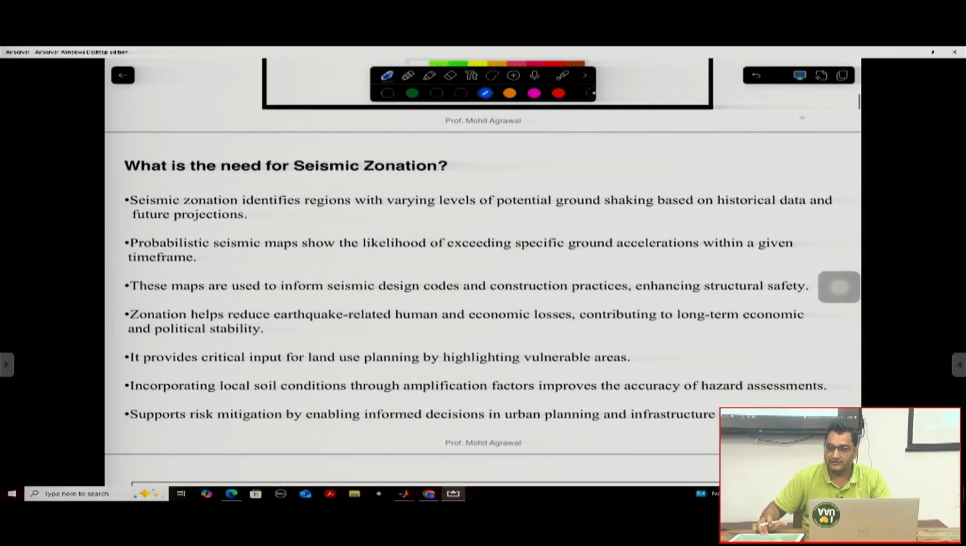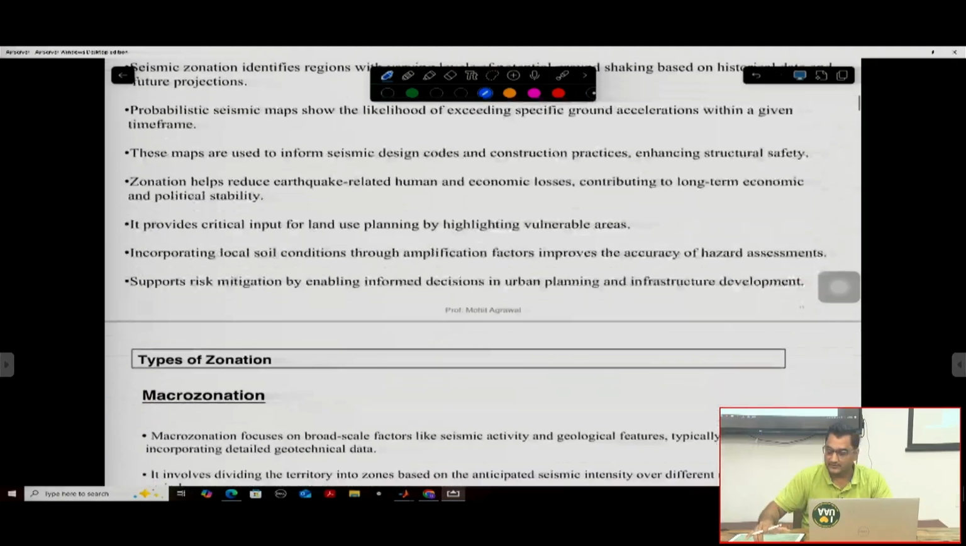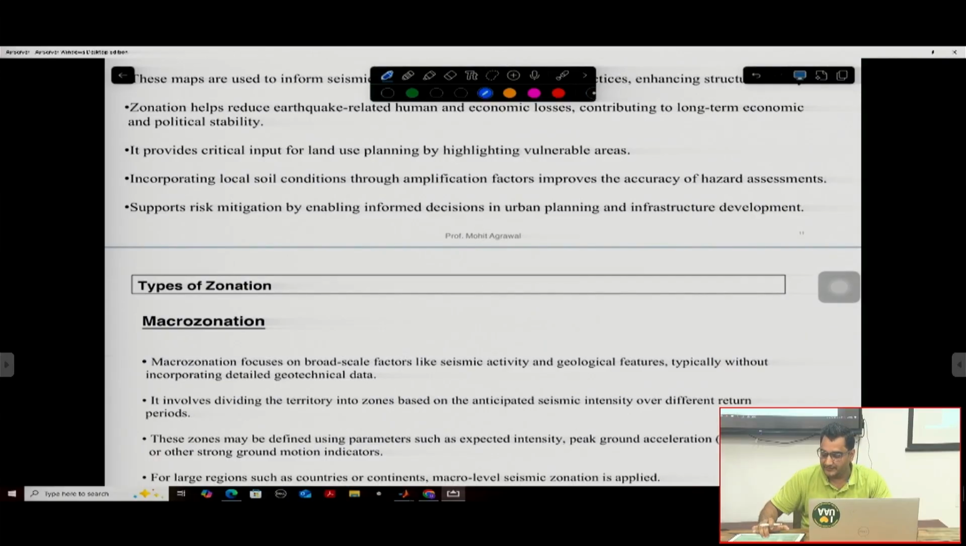Thereafter, we also spoke about the need for seismic zonation, because you would like to see the varying levels of potential ground shaking in the seismic zones. Also, you want to probabilistically map the area for the likelihood of exceeding specific ground accelerations, and you want to develop design codes and construction practices, and enhance the structural safety in the region.